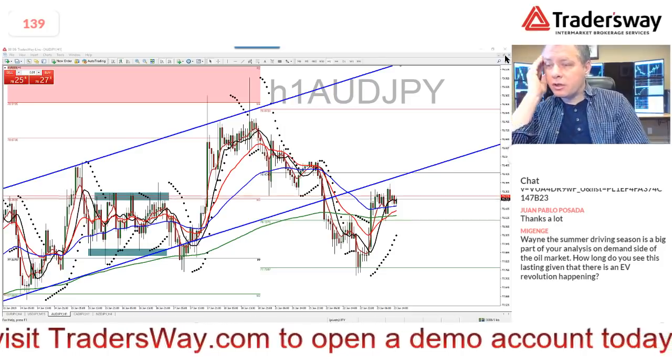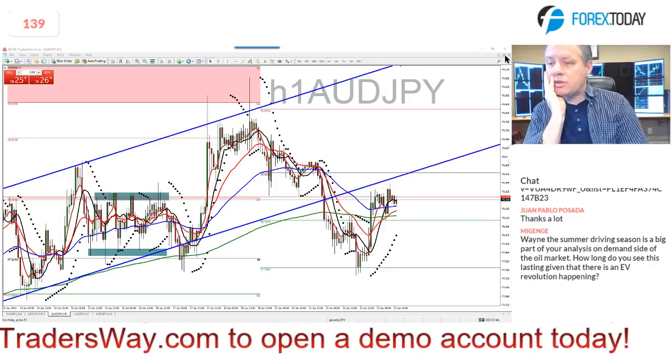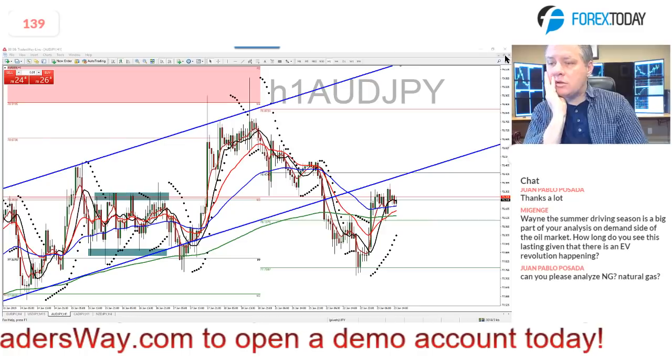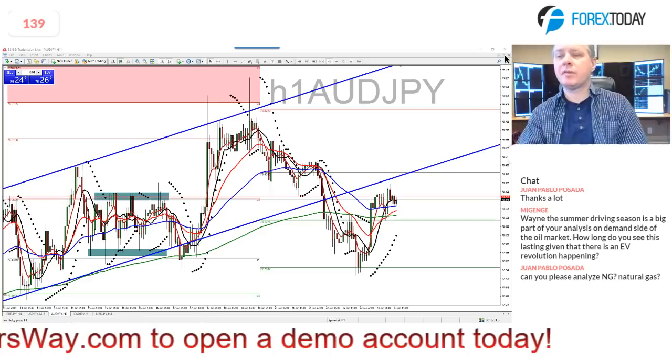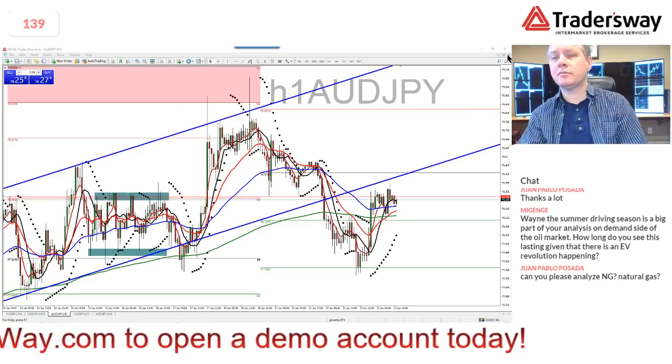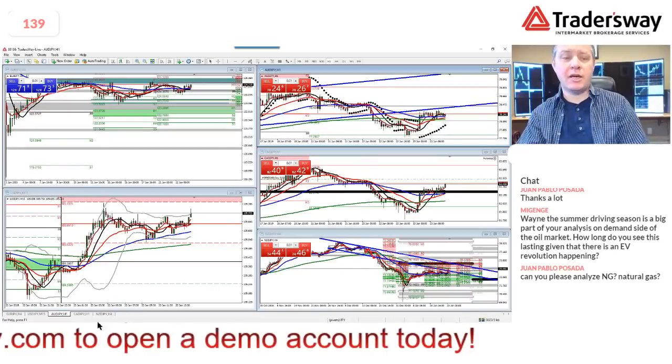Well, it's not a big part. It's just factual. How long do you see this lasting? Like for 50 more years. Okay. Most people don't own a Tesla at the moment.